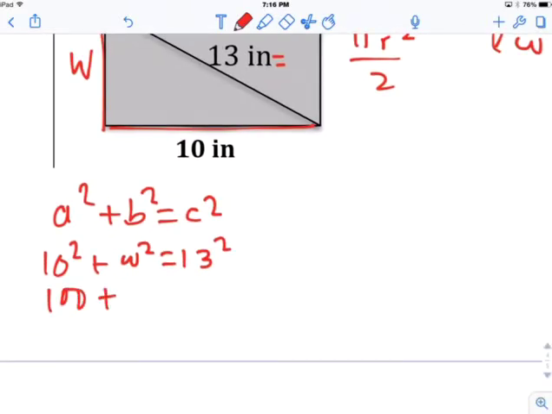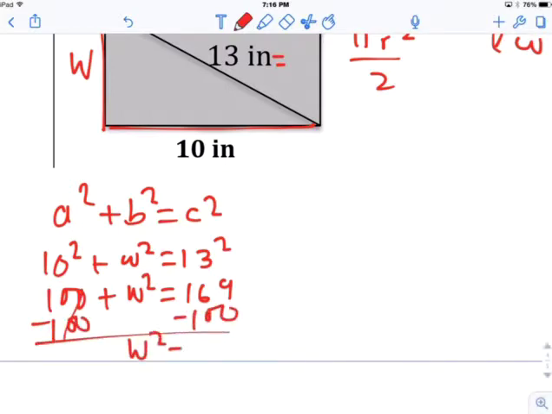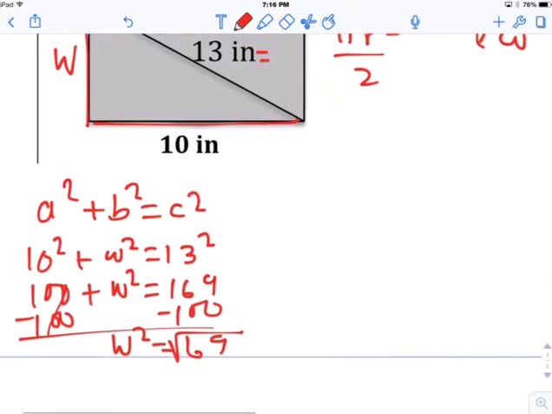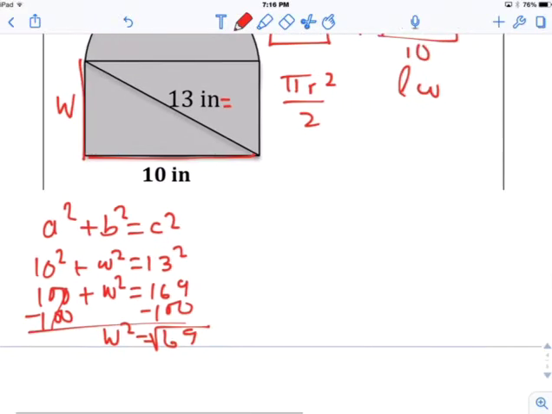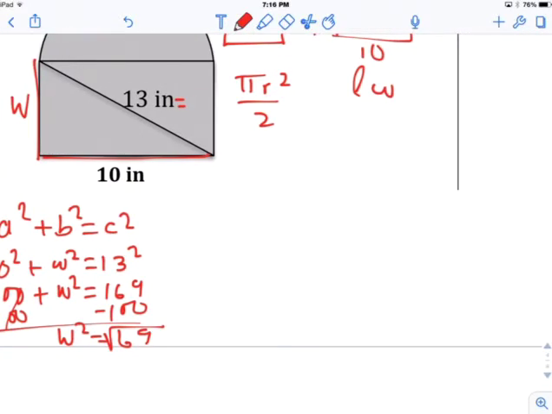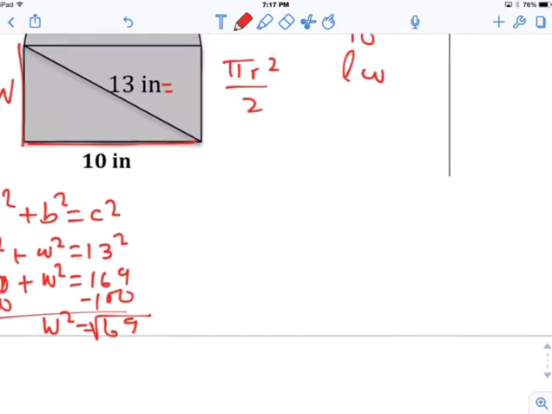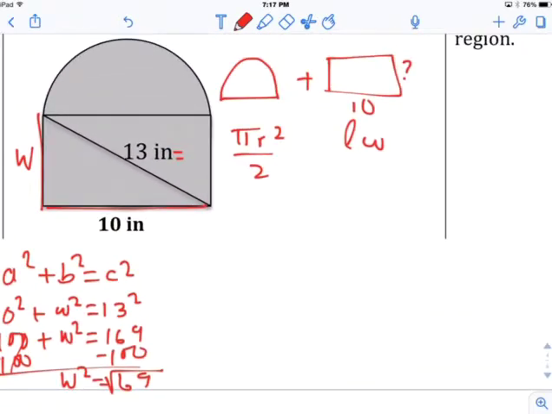100 plus w squared equals 169. Minus 100, minus 100. W squared equals 69. Take the square root. Square root of that is, let's see, 64 is 8. That's 8 times 8. 9 times 9 is 81. So this is probably 8.2. Let's say this is 8.2.